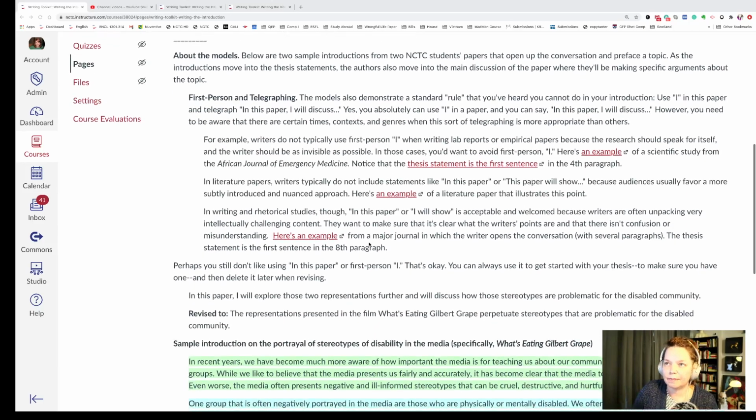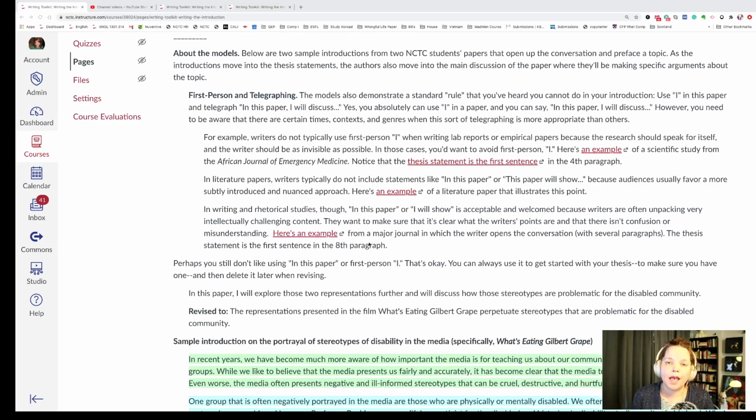So let's think about these. So here's what I provided below. I gave you 2 models of introductions that follow these rhetorical moves: lead in, background article reference, thesis statement. Now I did one thing that you have been told that you can't do, right? And I use first person and I telegraph in these papers or in these introductions. And I know you've heard 100 times that you can't do that in your paper.